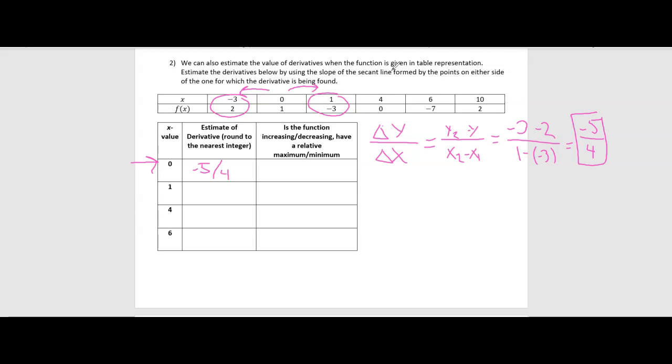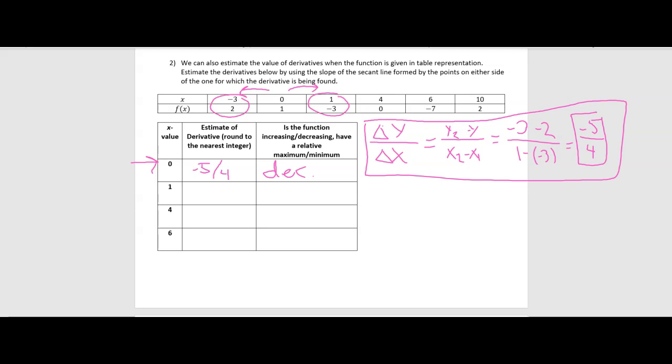And then we're being asked, is the function increasing, decreasing, or does it have a relative maximum or minimum at x equals 0? Well, if our best estimate for the slope at x equals 0 is negative, then we would state that the function is decreasing at that point. Okay, so that's what you're going to do to fill in the last 3 rows of this table. And again, this process right here is how you estimate the derivative or the slope of the tangent line at a specific x value. You just take the point on the left, take the point on the right, and you find the slope of what that secant line would be.